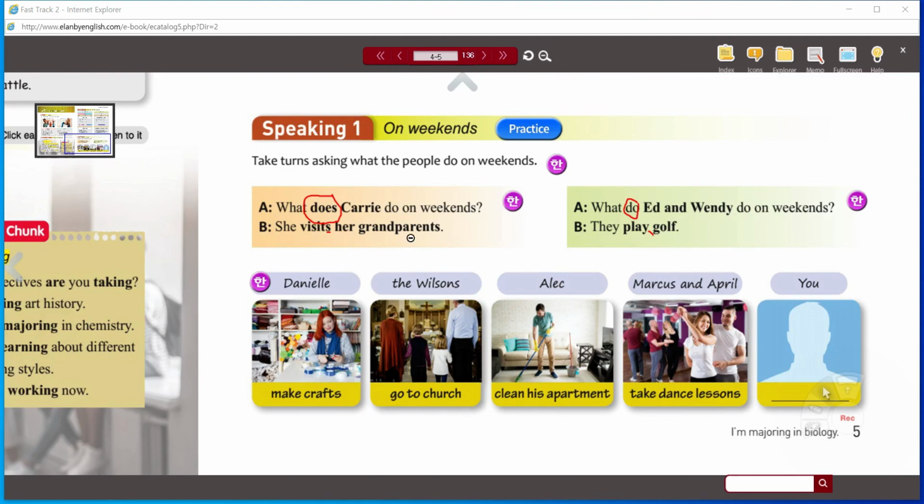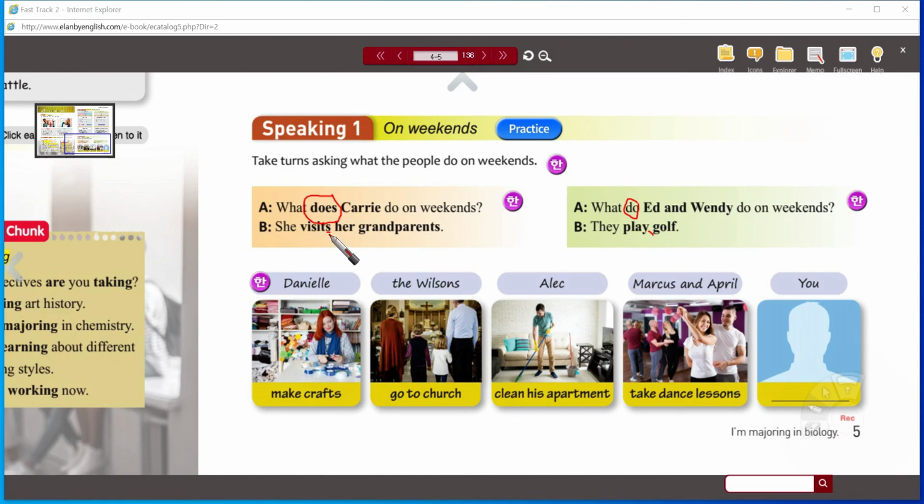All right. So from that we can see maybe the difference between does and do. When we're talking about one third person, we usually use the auxiliary verb does. So if I say, what do you do? That's the question. But if I'm talking about one single other person, that's not you or me, use the auxiliary verb does. What does Carrie do? What does Danielle do? What does Alec do? She makes crafts.